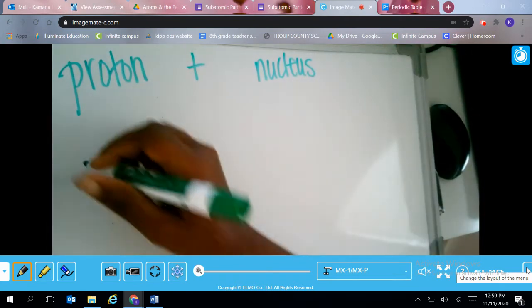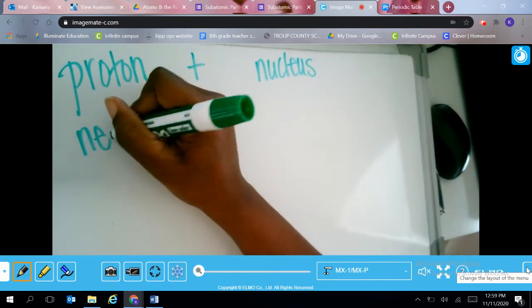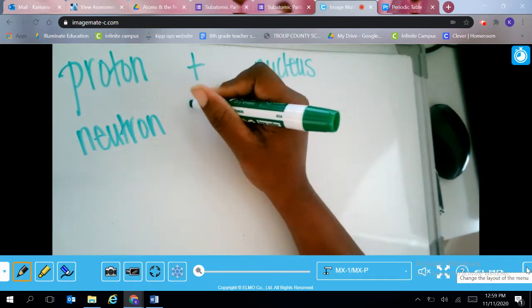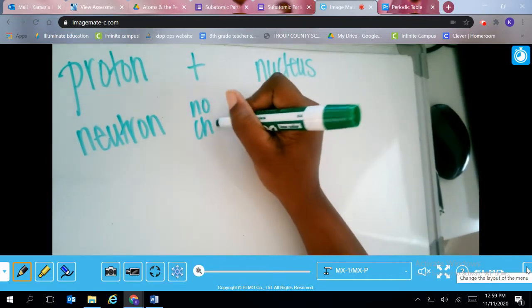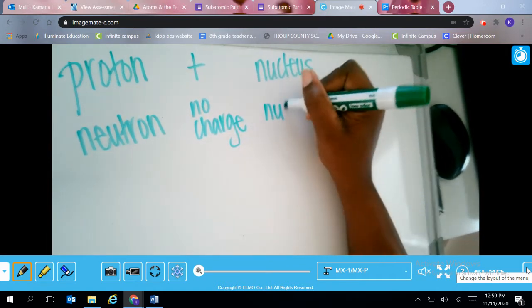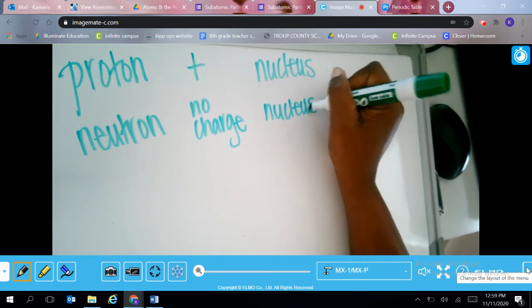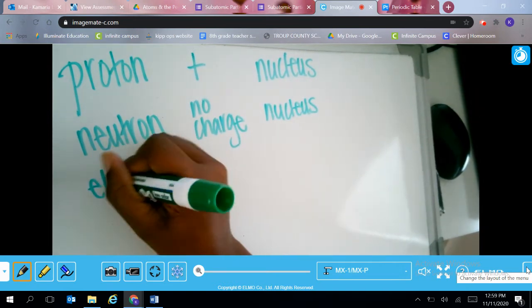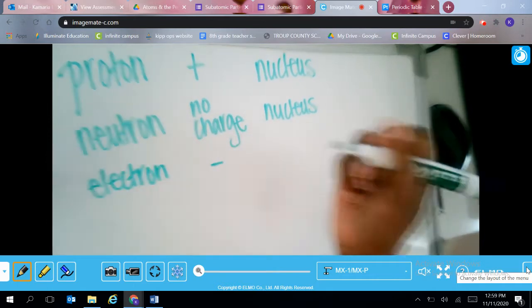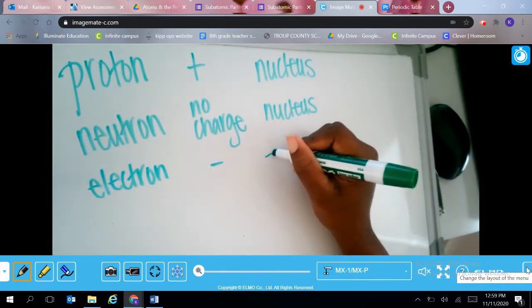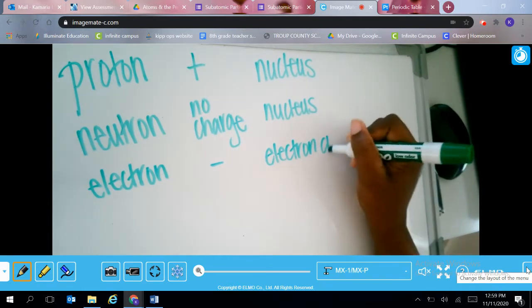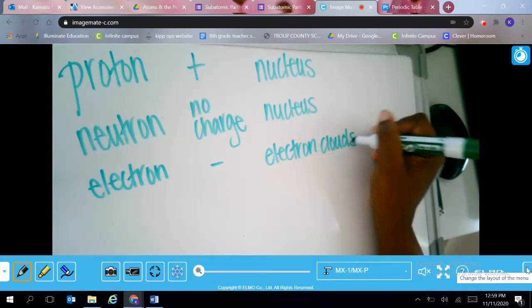The next subatomic particle is a neutron. A neutron has no charge, or it is neutral, and it also lives inside the nucleus. And then the third subatomic particle is the electron. The electron has a negative charge and it lives inside of electron clouds, which are outside of the nucleus.